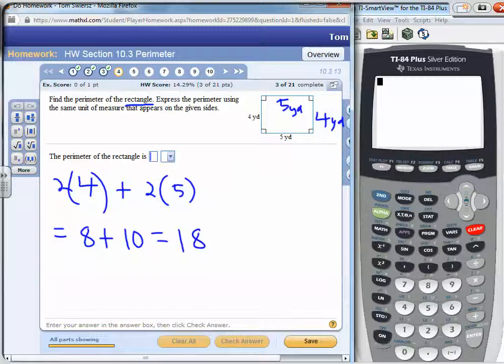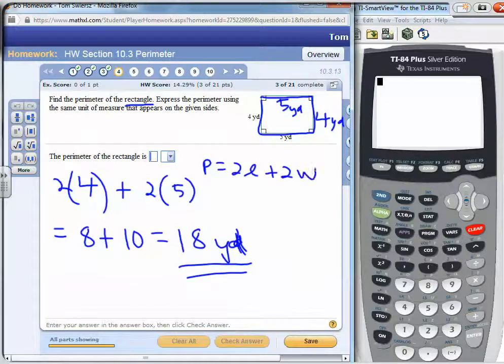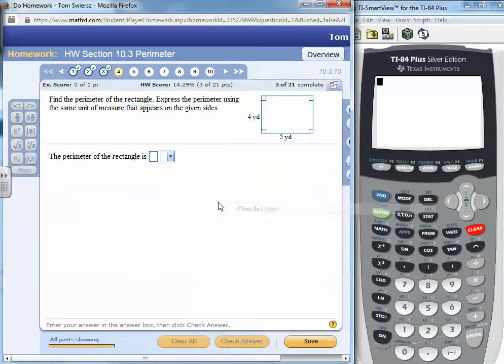So the answer is 18, and again, it's just linear measures, not square. So it'd be 18 yards because you're just adding up the length of all sides, okay? So the perimeter of a rectangle is 2 length plus 2 width, or you can just think of adding up all 4 sides. You really don't even need the formula, just add up all 4 sides. Okay, so again, the answer is 18, in the same units given, of course, yards.